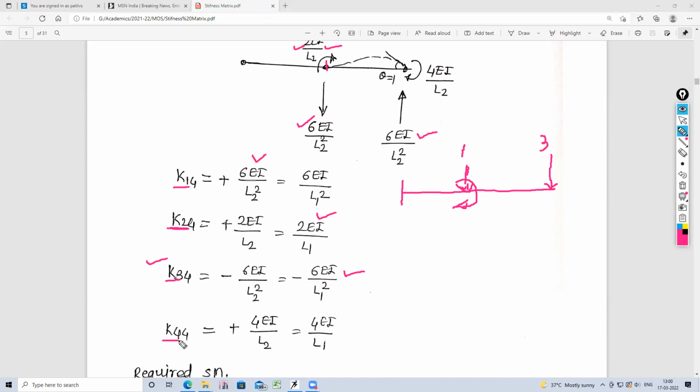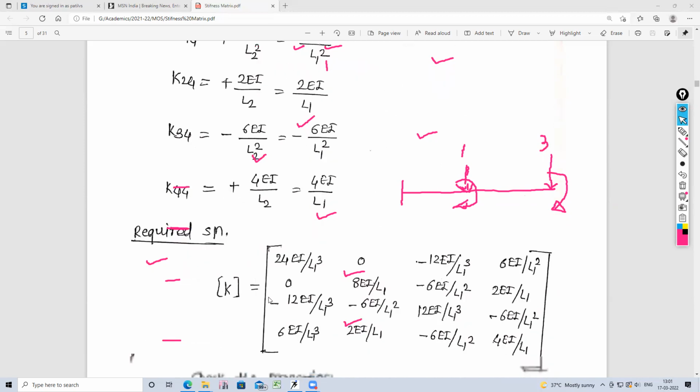And what is the stiffness at 4 now? K44. Our coordinate 4 is a movement, a clockwise movement. So here how much movement is there? It is clockwise, so therefore plus, it is 4EI by L2. Substitute L2 equal to L1, so it becomes 4EI by L1. So this is the fourth column, or final column, of the stiffness matrix.